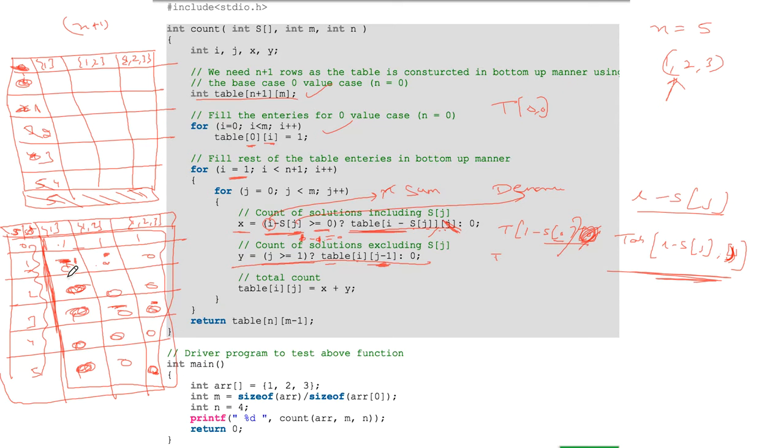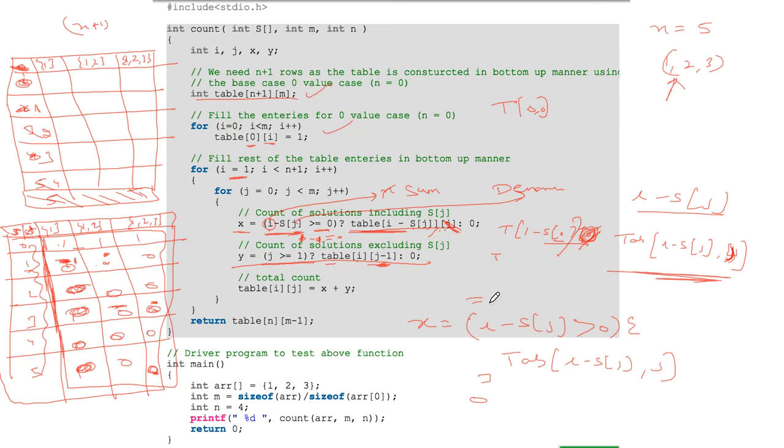Got it or not? Okay, let's try to do this again. X equal to, I'll write it again. X equal to, x came to be 1. X came to be I minus s of j. If it is greater than 0, then what you do is you make it to be table of I minus s of j, comma j. Otherwise, you put it to be 0.